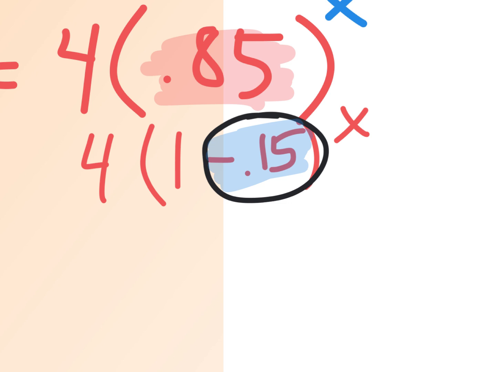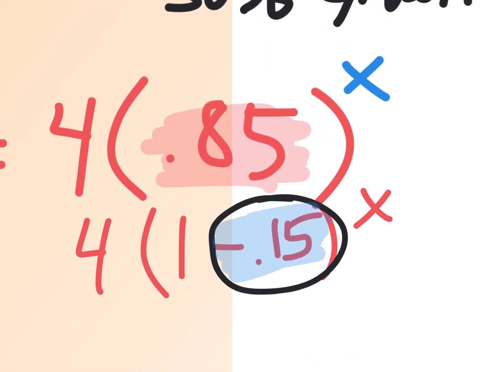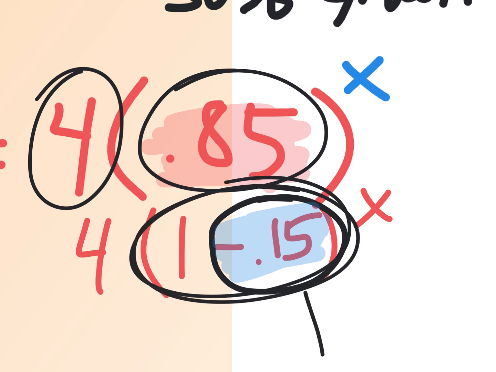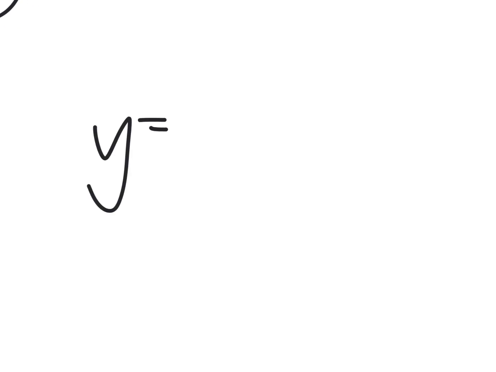All right, so I started with this problem. 4 was the starting amount. This was decay, so I wrote it like this. And I know it's 15% decay. That means slowly I'm losing 15% of my value over time. Every time I go another year, I lose another 15% on average. Okay. Let's see if you really got that.